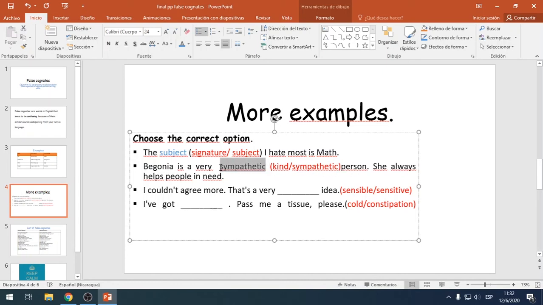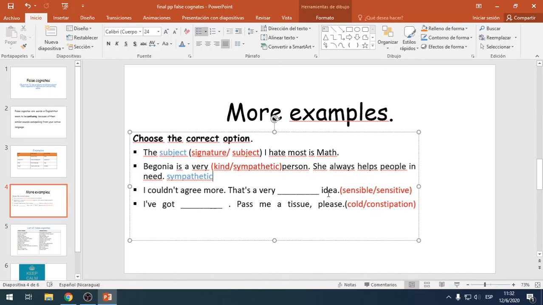I'm going to put it in a different color. Let's see the following example. It says, I couldn't agree more. That's a very sensible or sensitive idea. No puedo estar más de acuerdo contigo. Es una idea muy como sensible o sensitiva. ¿Cómo es eso? Sensible and sensitive.